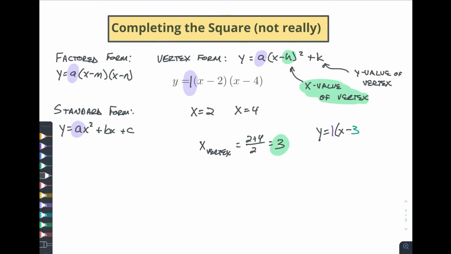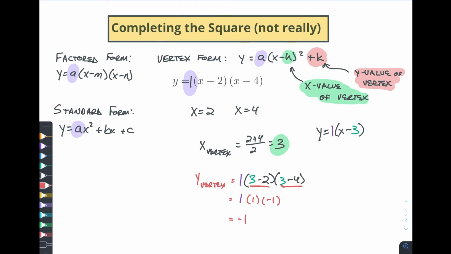All right, so now, how do we find our k? If I want to know what the y value is for any given x value for a function, I take that x value and I drop it back into my function. So if I want to find the k value out here, the y value of the vertex, I just put 3 back into here. So y of the vertex is equal to 1 times 3 minus 2 times 3 minus 4. So that equals 3 minus 2 is 1, times 1, times negative 1. So we end up with a value of negative 1.